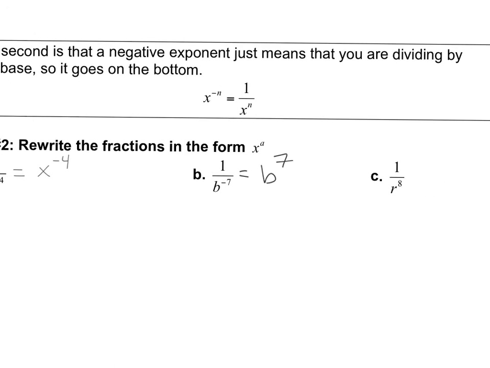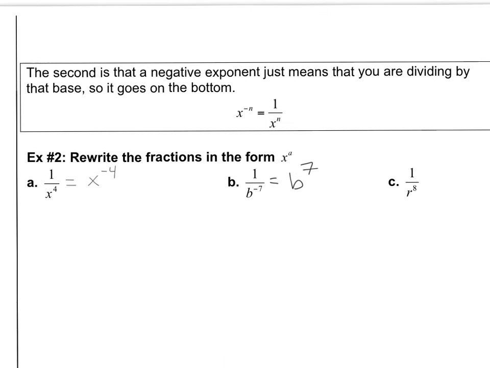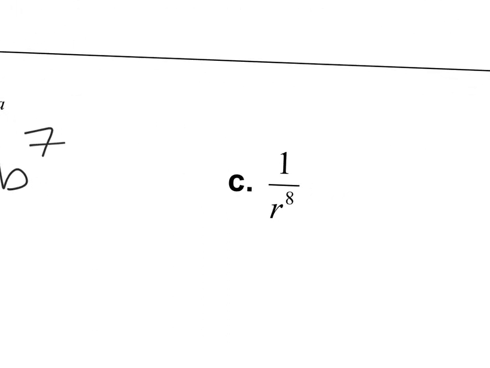So I think we got this figured out. Why don't you guys try the last one there real quick? See how you would write that one. It's very similar to the first one, and then come back and check and see if you did it right. Okay, so we have the 8 on the bottom. That means that this just must be r to the negative 8.